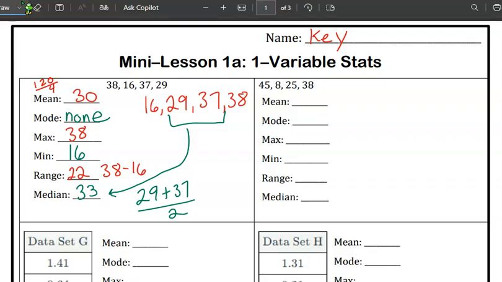Pause the video and see if you can answer the questions on the next example. When you're ready to check, unpause the video. First, reorder the numbers from least to greatest.